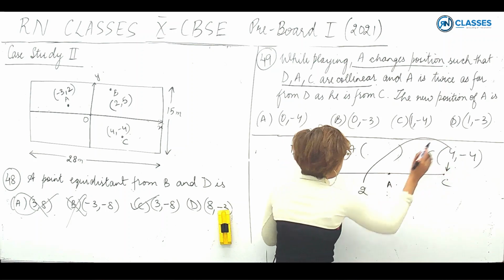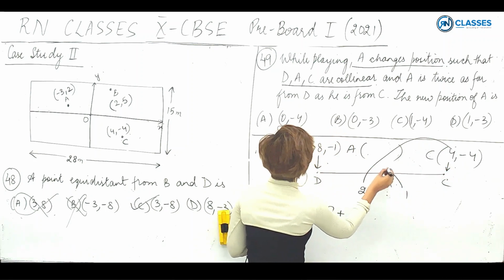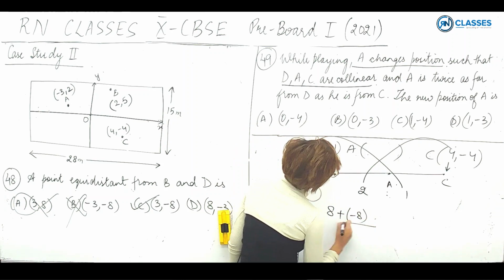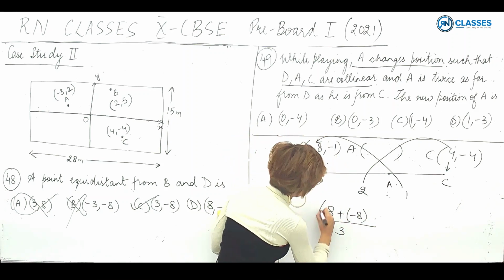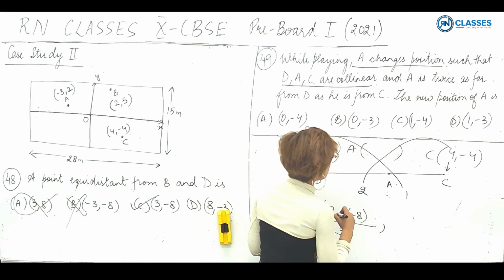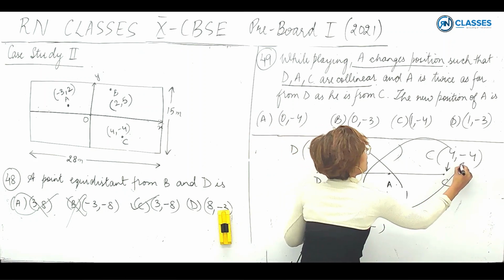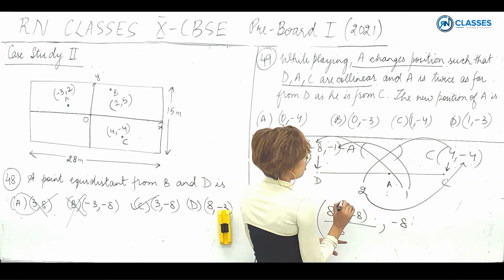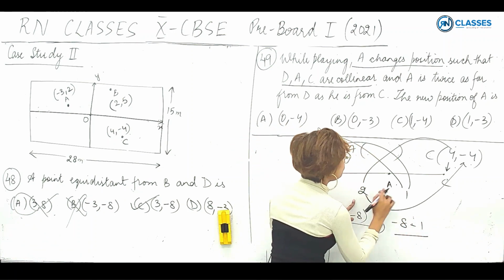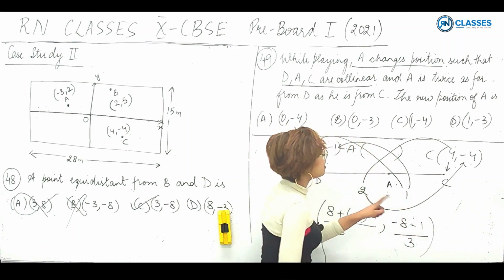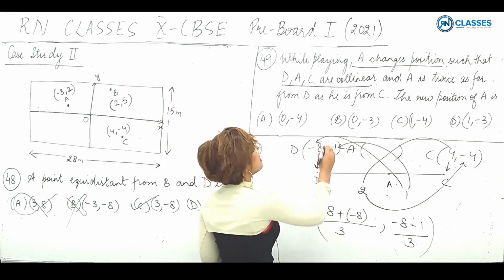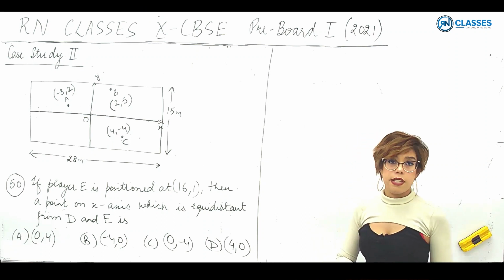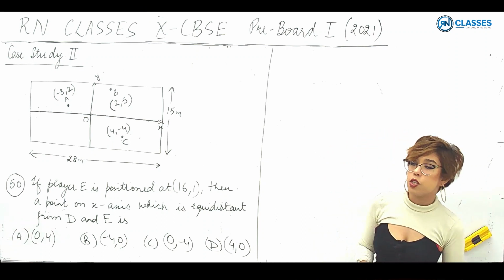2 into 4, that is 8, plus 1 into minus 8, minus 8. So this is 0, divide by 3, but it doesn't matter, it is 0. This is the x coordinate. Then next is 2 into minus 4, that is minus 8, 1 into minus 1, which is minus 1. Divide by 2 plus 1, which is 3. And this is minus 3. So 0 comma minus 3, as in option B, is the correct one. Alright. Now the next and the last question of the test.